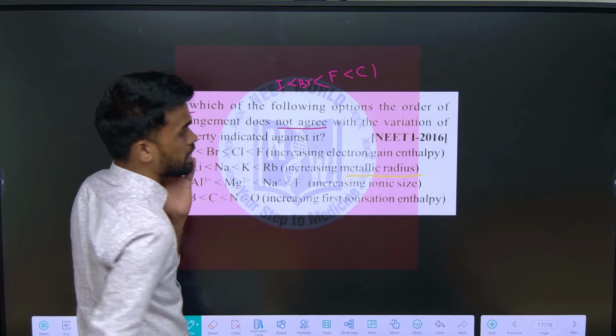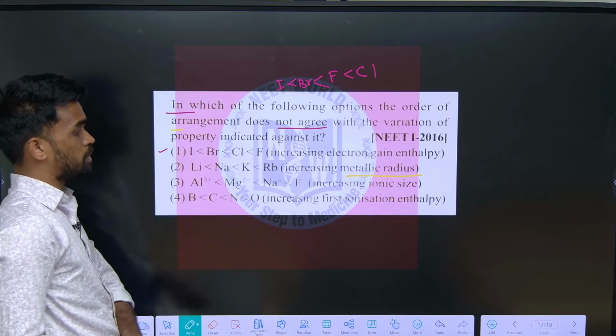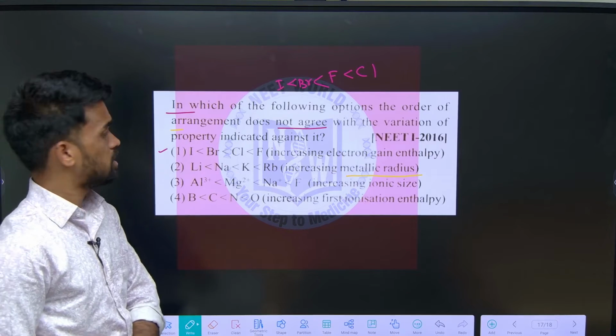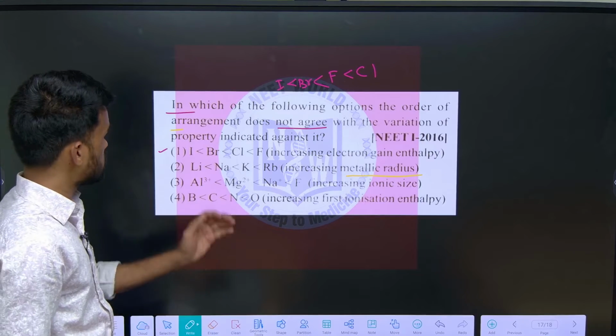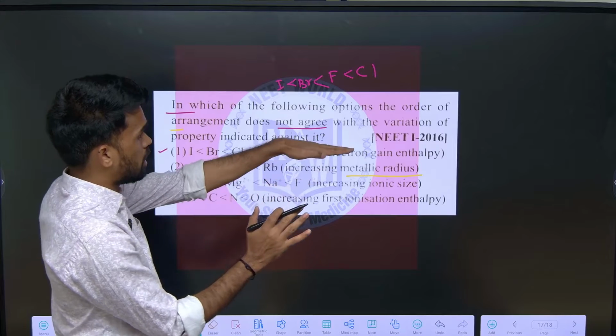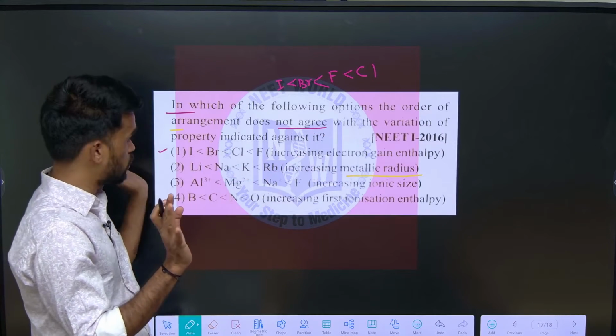Increasing order of metallic radius. Tell me whether it is correct or not. Down the group what happens? Atomic size increases, so metallic radius also increases. So this is also correct, I mean it is agreeing with the variation of the property they mentioned, so we need not choose that.